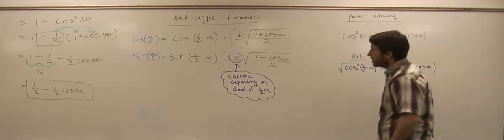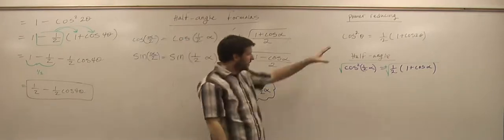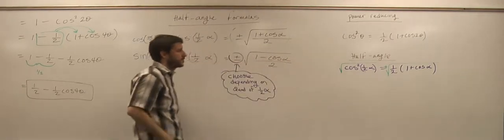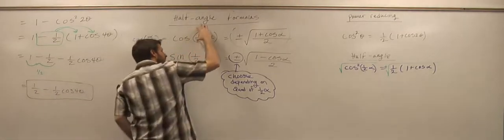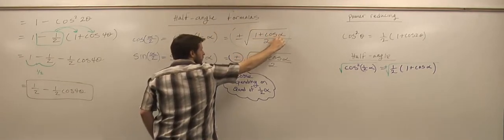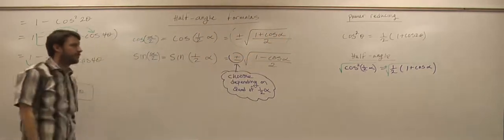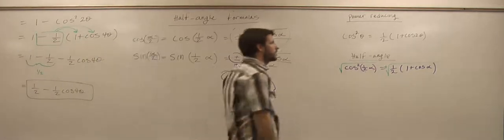So the half angle formula is really just an extension of the special case of the power reducer. But it allows you to take half of an angle and write it in terms of just a single angle, the original angle. Let's do, I'll do one example and then I'll leave the others for next.